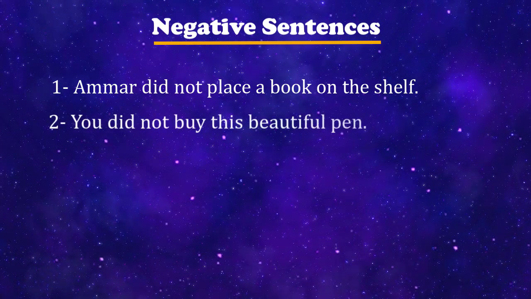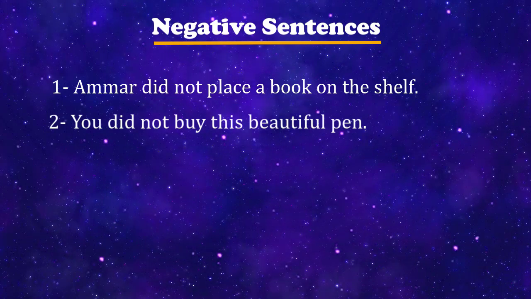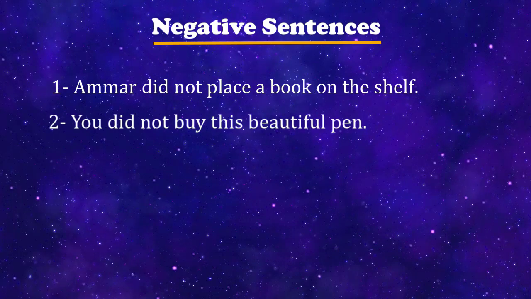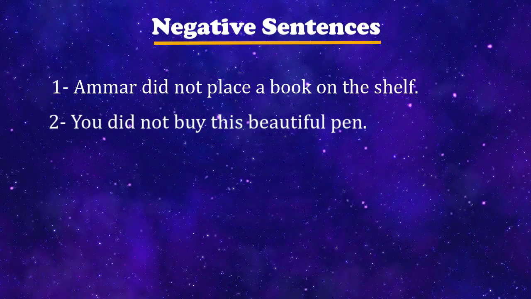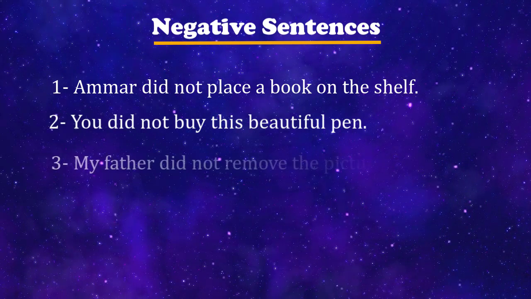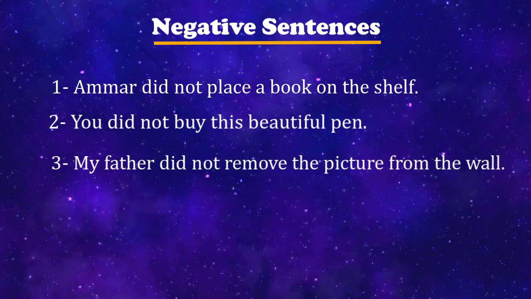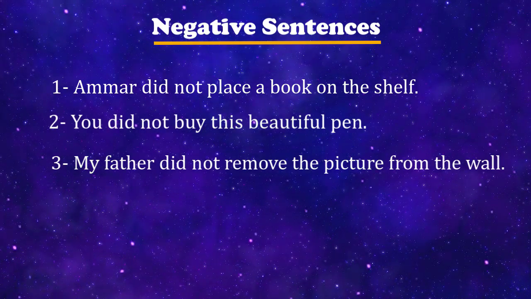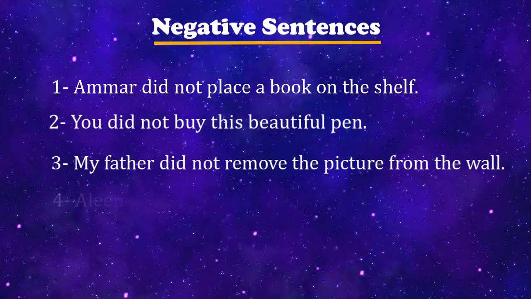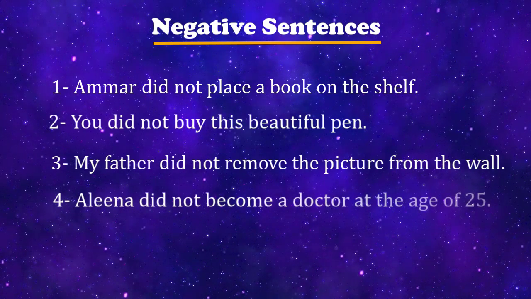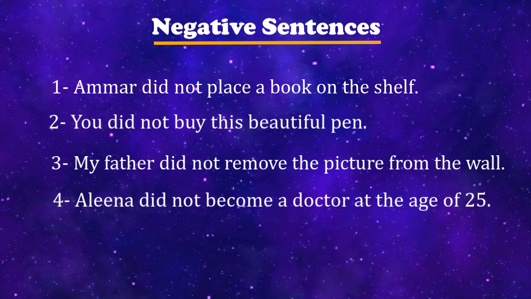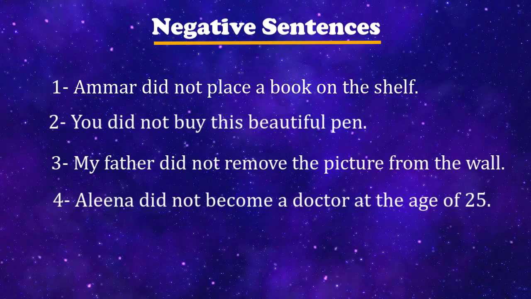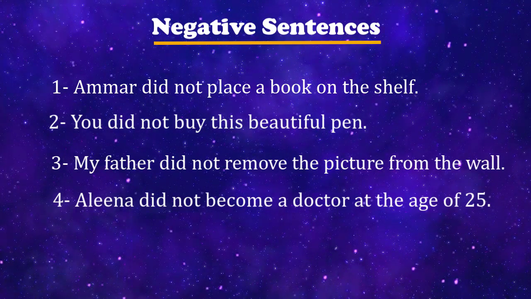Look at the second sentence. You bought this beautiful pen. How can we change it into negative? You did not buy this beautiful pen. We again change this bought into its first form. Sentence number 3. My father removed the picture from the wall. My father did not remove the picture from the wall. Sentence number 4 is Alina became a doctor at the age of 25. Alina did not become a doctor at the age of 25. Became will be converted into become again.